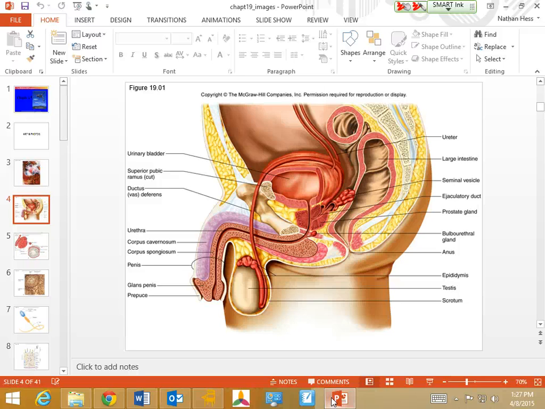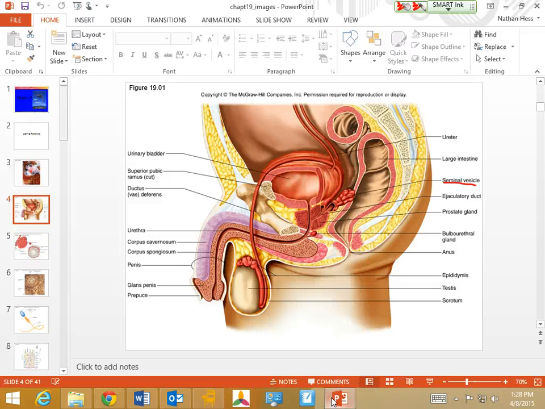And again, that's mostly along the open room door. This spongiosum tissue is more along the underside of the penis, and basically most of that shaft, the length of it, is this cavernosum tissue. Okay?